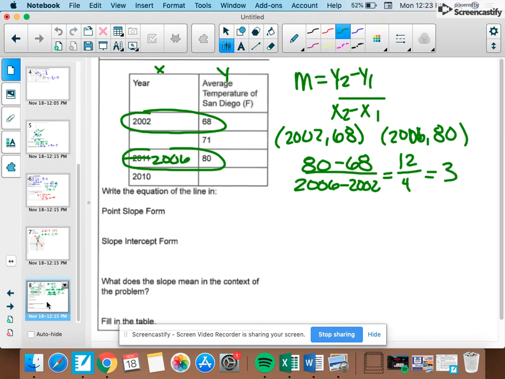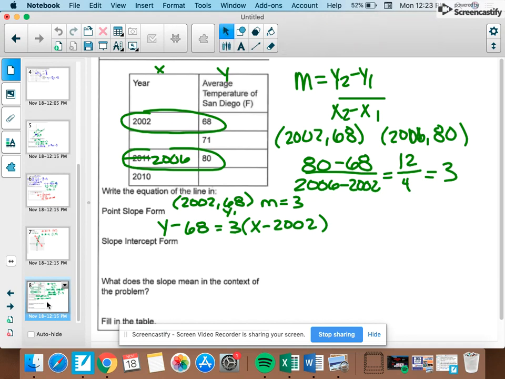Then I'm going to pick a point. So I'm going to do 2002 and 68. And my slope is 3. I'm going to plug into point-slope form. So y minus y1 is 68. My slope is 3. x minus 2002. Then to get it in slope-intercept form, I need to distribute and solve.